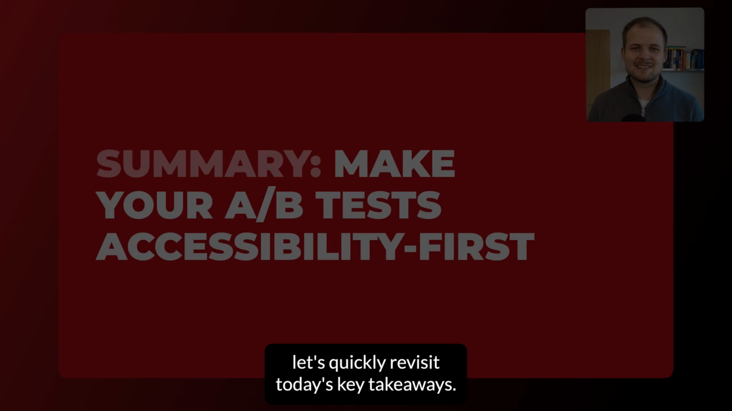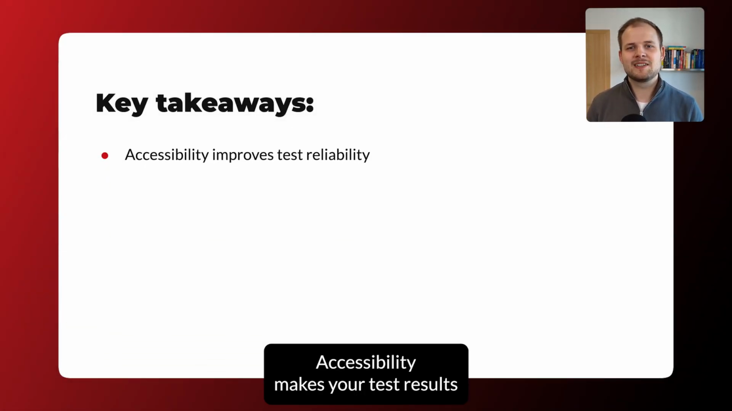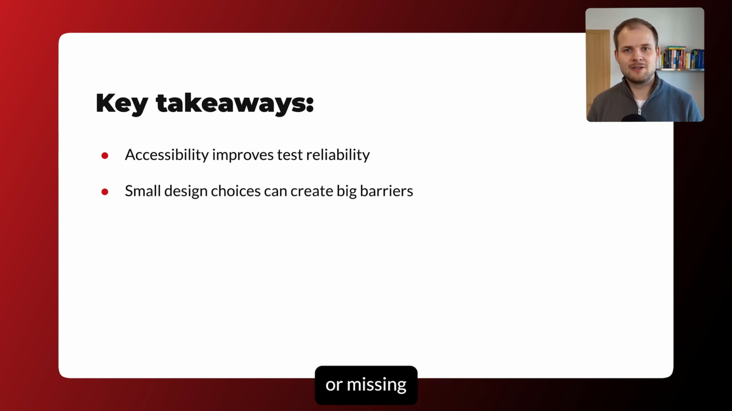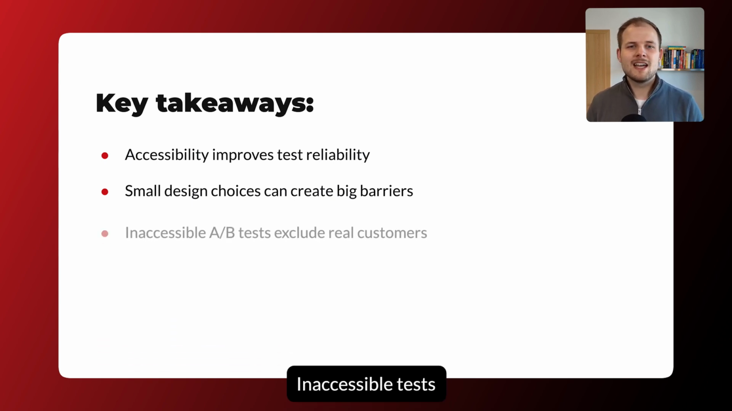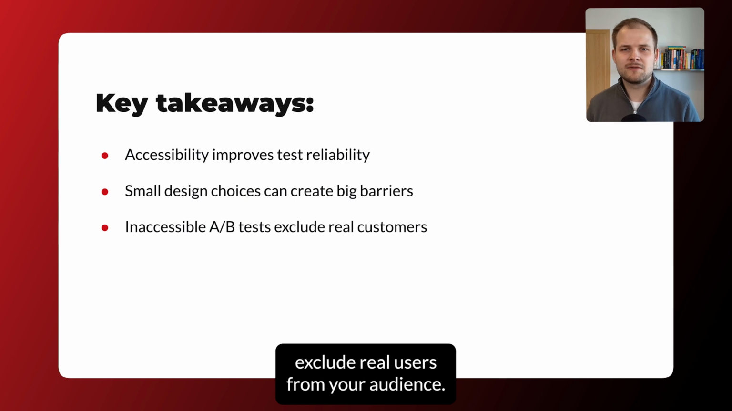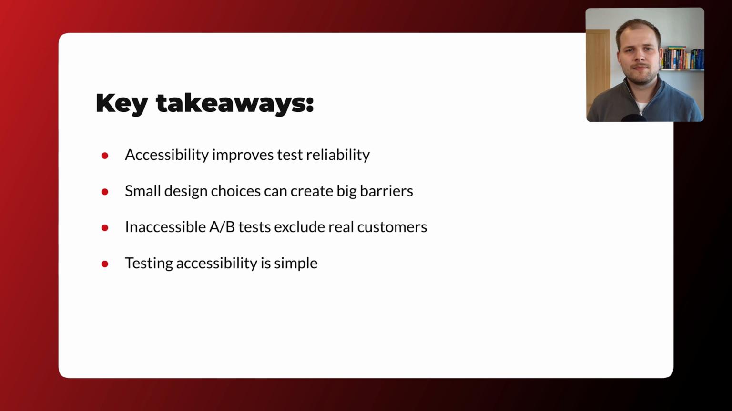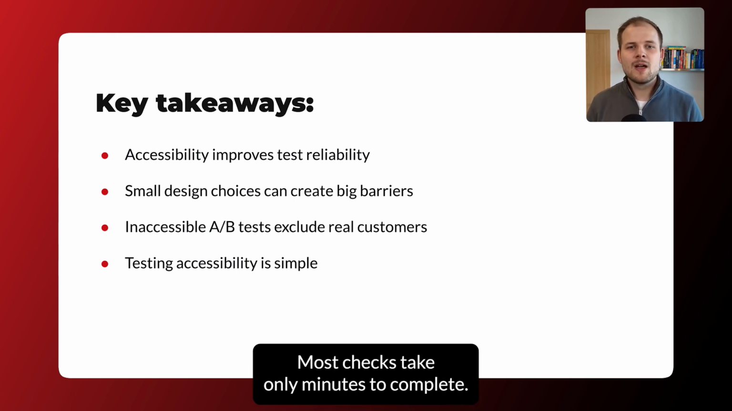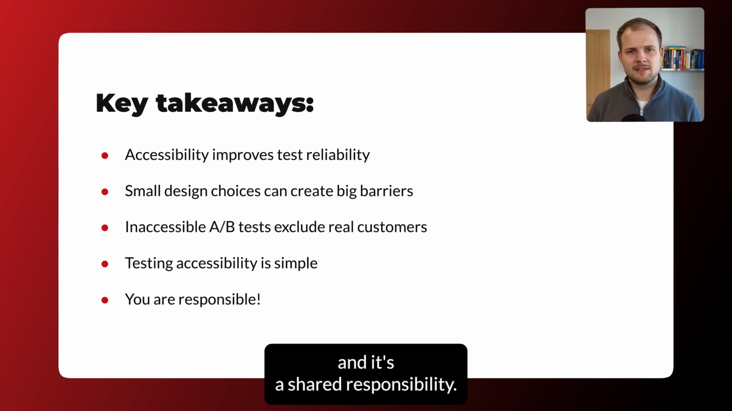Before wrapping up, let's quickly revisit today's key takeaways. Accessibility makes your test results more inclusive and reliable. Small design choices like poor contrast or missing focus styles can accidentally prevent users from participating. Inaccessible tests exclude real users from your audience. Making tests accessible ensures everyone can participate. The good news is that testing for accessibility is straightforward. Most checks take only minutes to complete. And remember, accessibility belongs to everyone and is a shared responsibility.